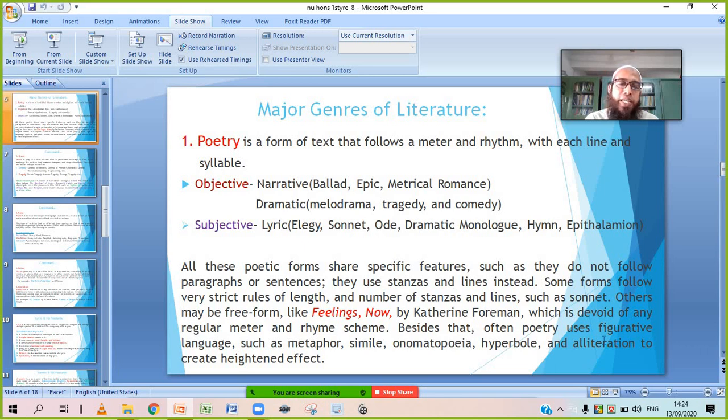It's different. Besides that, poetry often uses figurative language such as metaphor, simile, onomatopoeia, hyperbole, and alliteration to create a heightened effect, to emphasize, to make the poem more attractive, more lively, more lucid to the reader. Poets use these literary terms, metaphor, simile, that we learned in the previous class. So what is metaphor, simile, onomatopoeia? Can you remember? You must learn these things, otherwise you'll not understand poems.